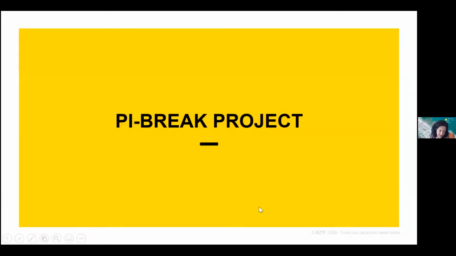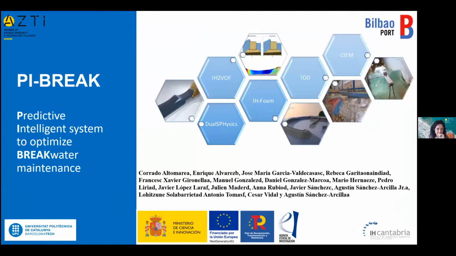And finally, as I told you at the beginning, these were examples of different remote sensing instruments and analysis that we do. But how do we implement all this information in a project, and for what? So P-Break is a predictive intelligence system to optimize breakwater maintenance. This is a project funded by the Spanish Ministry and the European Union. Several institutions work on it: AZTI, the Bilbao Port, the University of Catalonia, and the Hydraulic Institute of Cantabria.